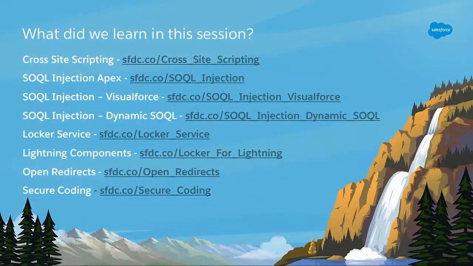So what did we learn? We talked about SOQL injection, how to mitigate some of that. We talked about the Locker Service a little bit, and some Lightning components. We talked about open redirects and some secure coding standards. And of course, we started with cross-site scripting.